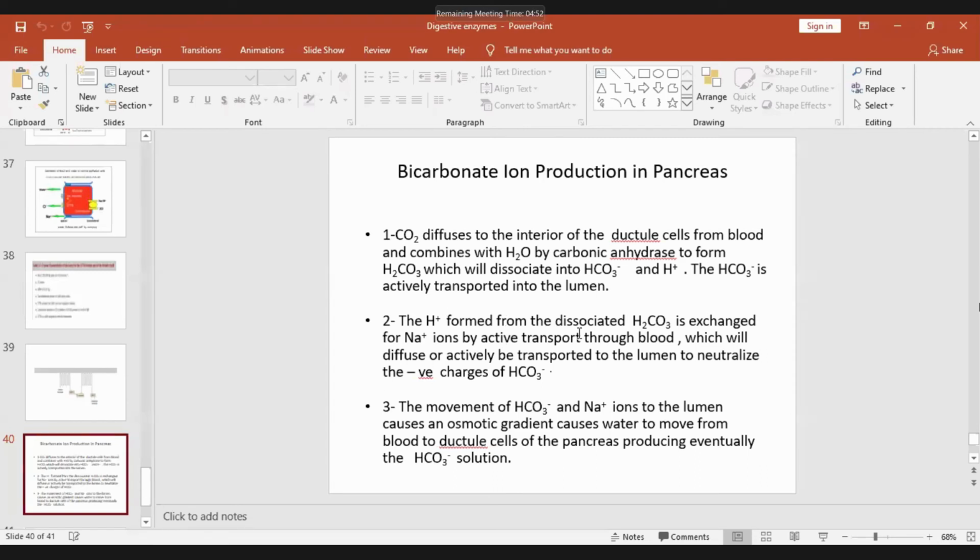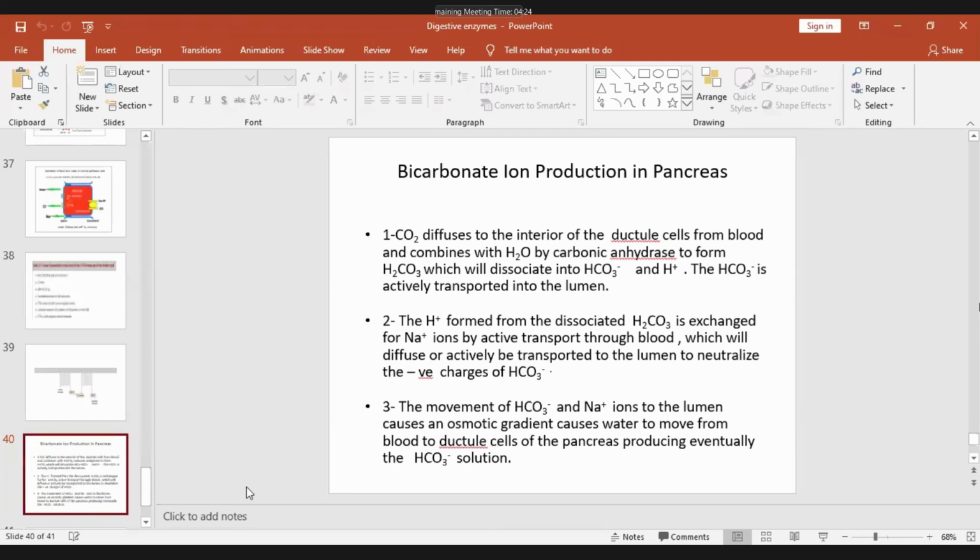The H+ formed from the dissociated H2CO3 is exchanged for sodium ions by active transport from the blood, and the sodium will diffuse or be actively transported into the lumen to neutralize the negative charge of bicarbonate. The movement of bicarbonate and sodium ions into the lumen creates an osmotic gradient, causing water to move from the blood to the ductal cells of the pancreas, eventually producing the bicarbonate solution. So this is the theory of bicarbonate production.